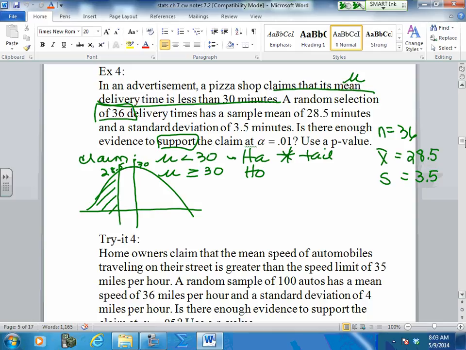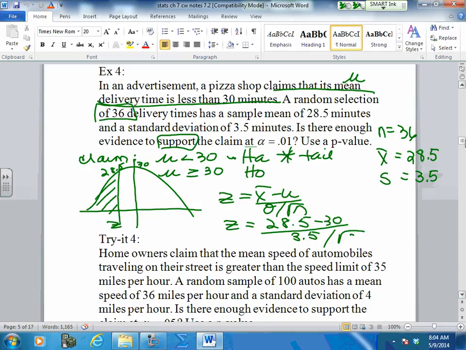So therefore, I need a z-score. Now, in the last problem, they gave us our z-score. Now we're finding it. We're doing the whole thing by ourselves. So we take the sample mean minus the population mean over the standard deviation divided by the square root of n. We're going to find our own z-score. Should our z-score be positive or negative? Negative. Our sample mean is smaller than our population mean, and that'll give us the negative. Your standard deviation is divided by the square root of how many are in your sample.